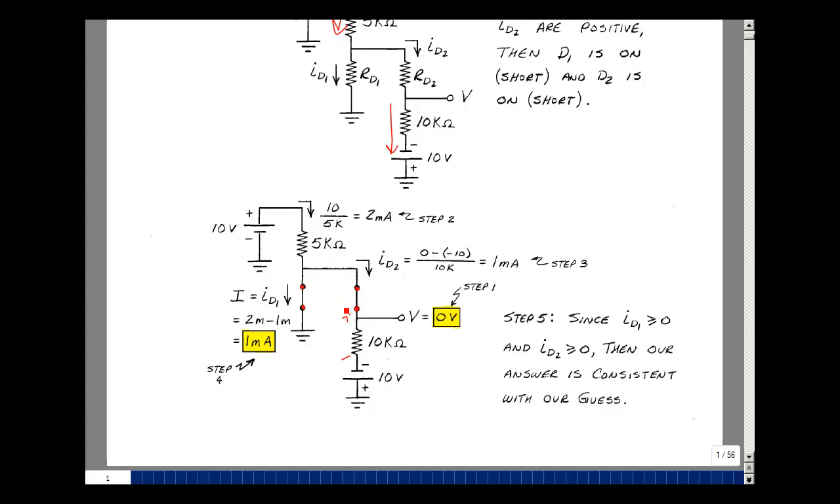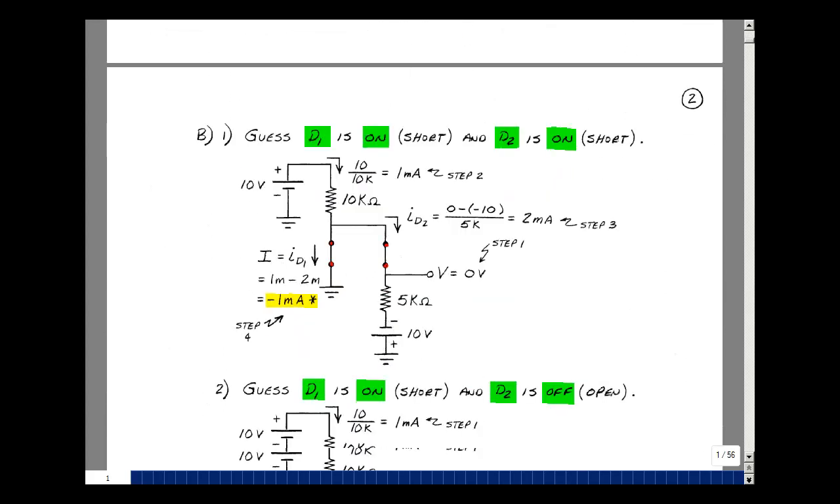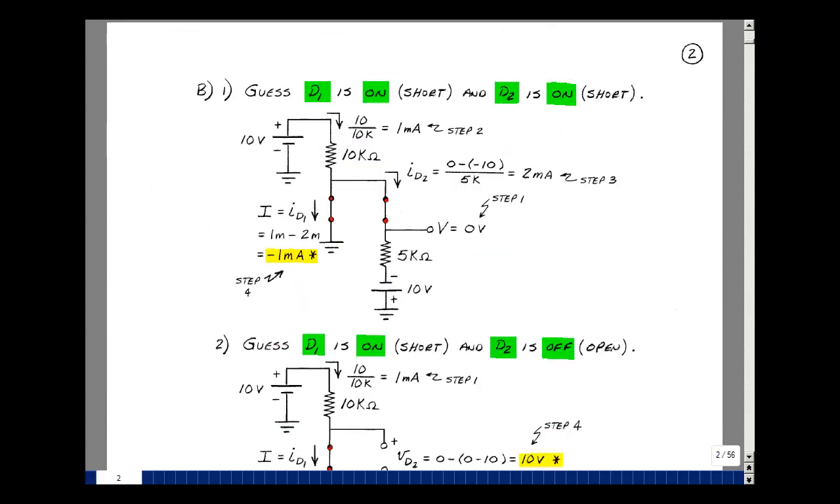Since the current in ID2 is greater than or equal to 0, and the current in ID1 is also greater than or equal to 0, then our guesses were correct. Let's take a look at problem B. In problem B, we have the same problem as A, except that the resistor values are exchanged.